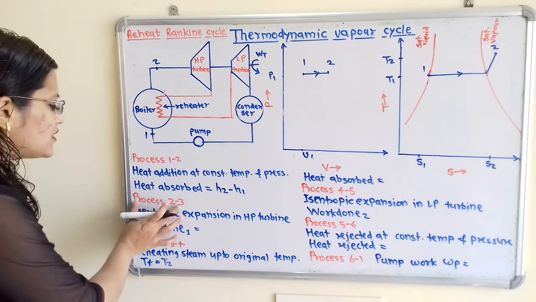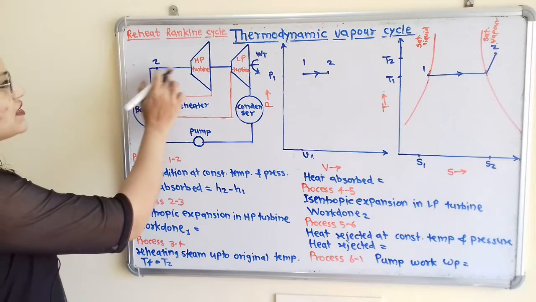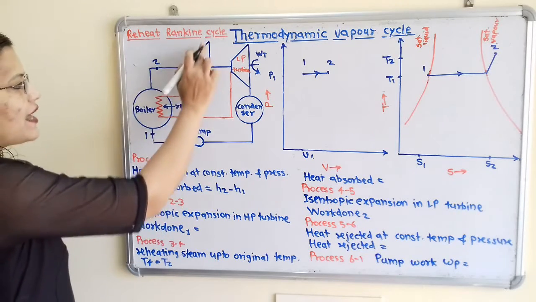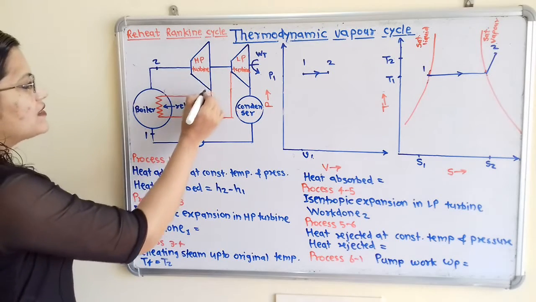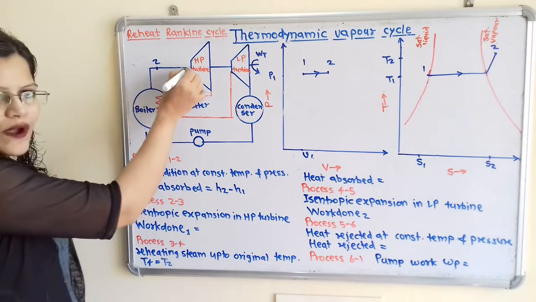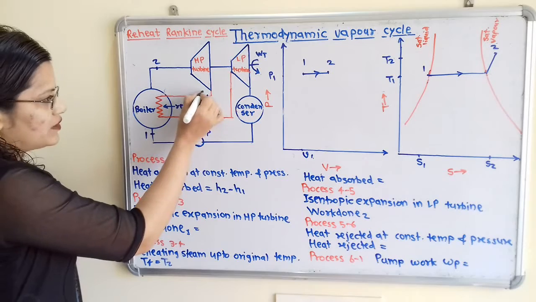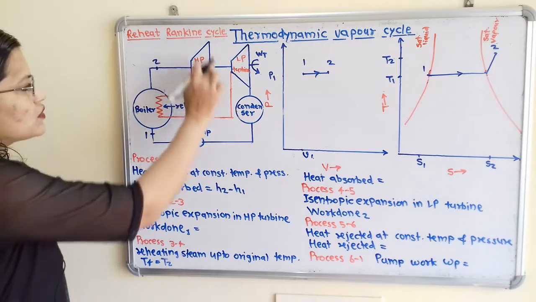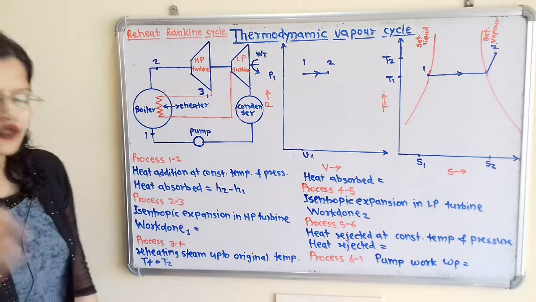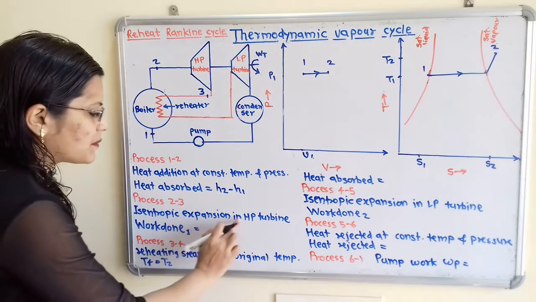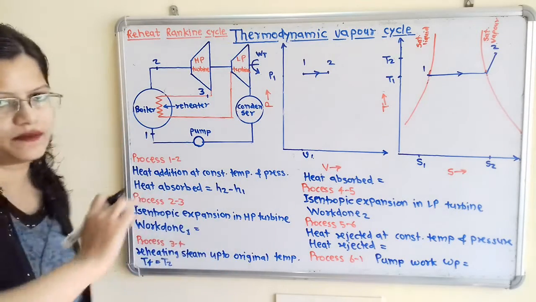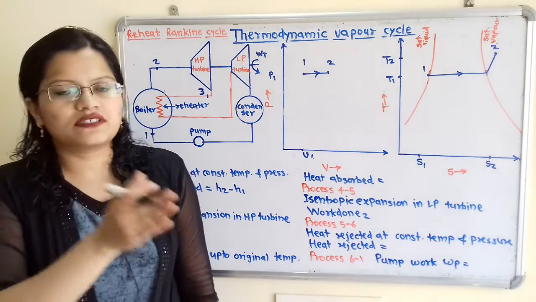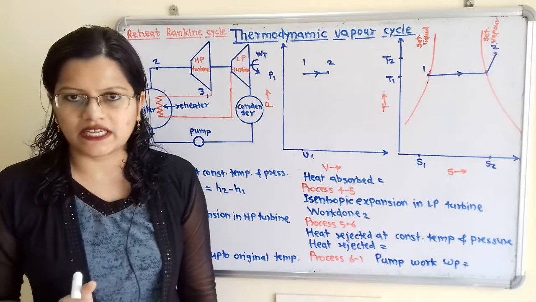The next process is process 2 to 3. Now this is carried out in the high pressure turbine. For this high pressure turbine, I will say here is the inlet point and here is the outlet point. So I will show here the point 3. Now what is the process taking place? This is isentropic expansion in the high pressure turbine. That means entropy will remain constant and the expansion process is taking place.